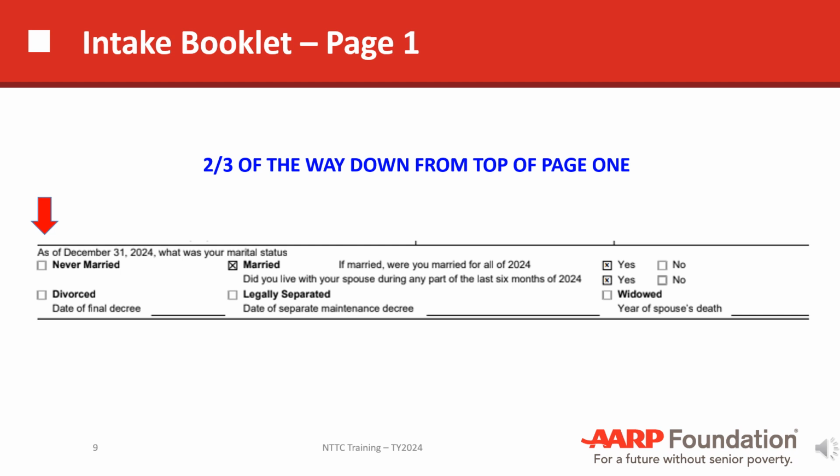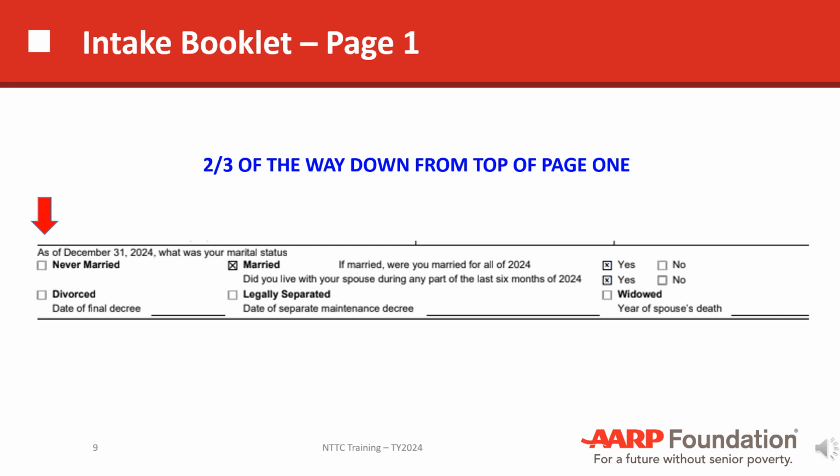And then there's, did you live with your spouse during any part of the last 6 months of 2024? And they would answer yes or no to that question as well. And then if they were widowed, and whatever the year of the spouse's death, there's a place for that. So if they were widowed, they would check that box.